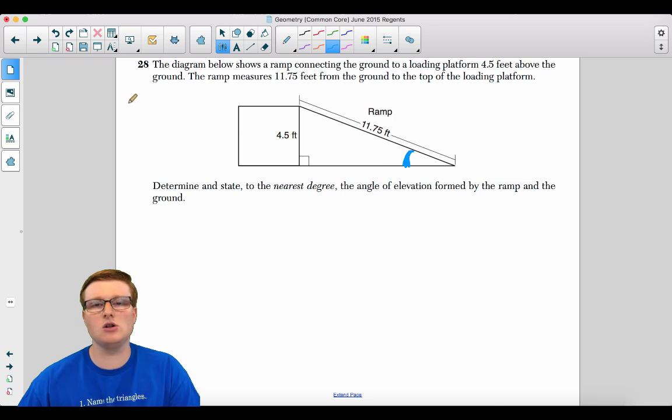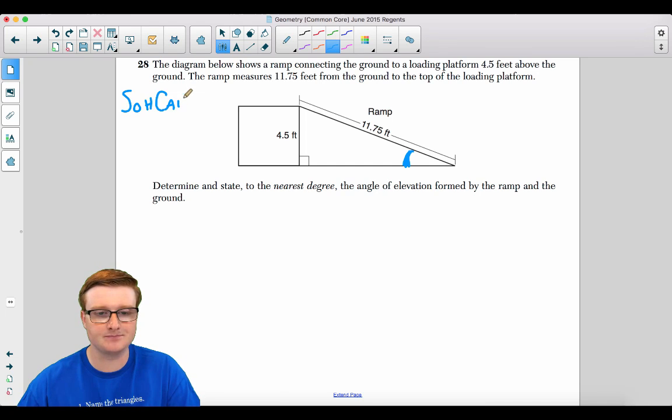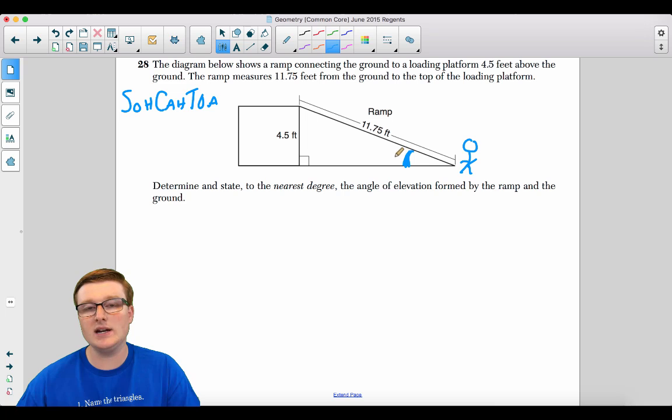In order to find an angle, you have to use SOHCAHTOA. There's no other way to solve for an angle measure without using SOHCAHTOA. Okay? So I'm going to draw my little stick figure here. And we need to talk about what these sides are. This is called a reference angle. Remember that. The reference angle is what you're referring to.